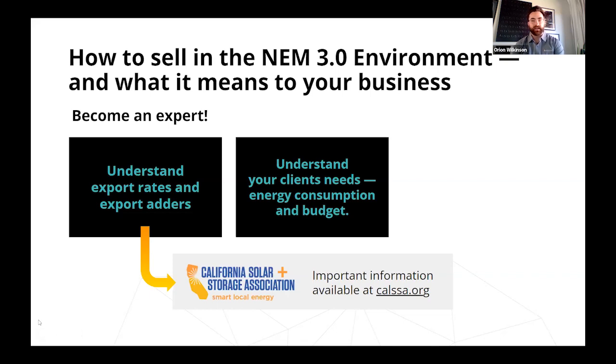You can use calsa.org. That's going to be a great resource for you when it comes to everything about export rates and export rate adders. They'll also have the avoided cost calculator on there so you can play around with that and see how the calculations actually work. This will set up a good conversation for you, show that you're a knowledgeable resource, and also set up a conversation about overall system value versus just selling on monthly payment alone.